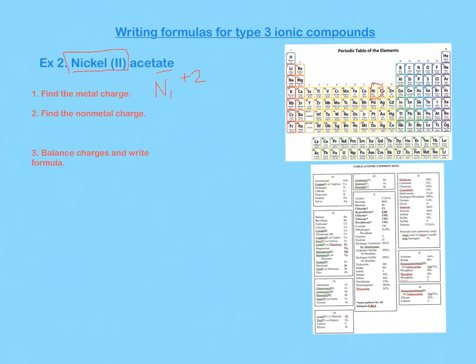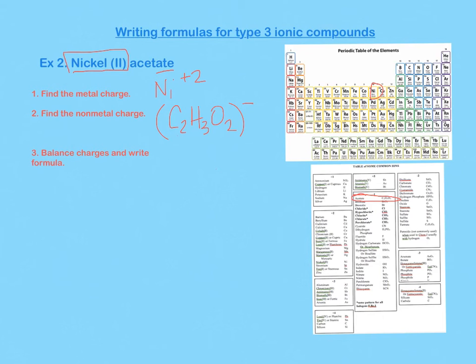Then I look for my non-metal charge. Again, this does not end in IDE. It ends in the ate, so that means it's going to probably be on my polyatomic chart, so I'm going to locate acetate. It's right here. It has a -1 charge. You notice this is kind of a longer formula, so it's C2H3O2. This whole group has a -1 charge. I'm just writing the parentheses so you can see that it's grouped together.